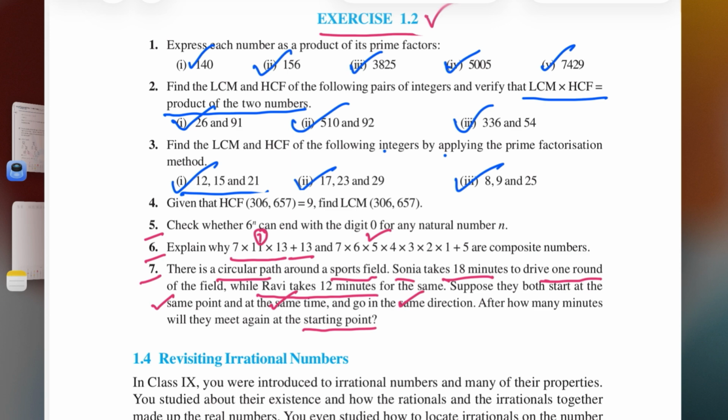After how many minutes will they meet again at the starting point? So that is nothing but the minimum time required for them to meet at the starting point. That is the least common multiple. So we have to find the LCM of 18 and 12, so that we can arrive at the common meeting time. Okay, this we can work out.